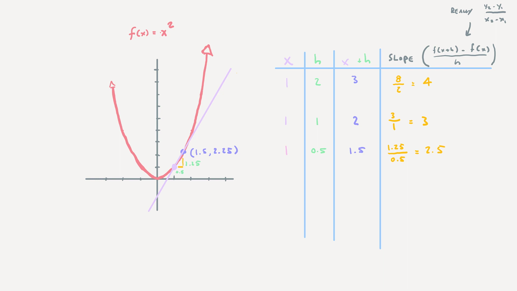So that means H is 0.5, which gives our denominator to be 0.5. 2.25 minus 1, because that's what this point is, right? Y2 minus Y1 is 1.25. So now we've got 2.5. So these numbers seem to be decreasing, right? Let's move it even closer, right? And so that's the slope here.